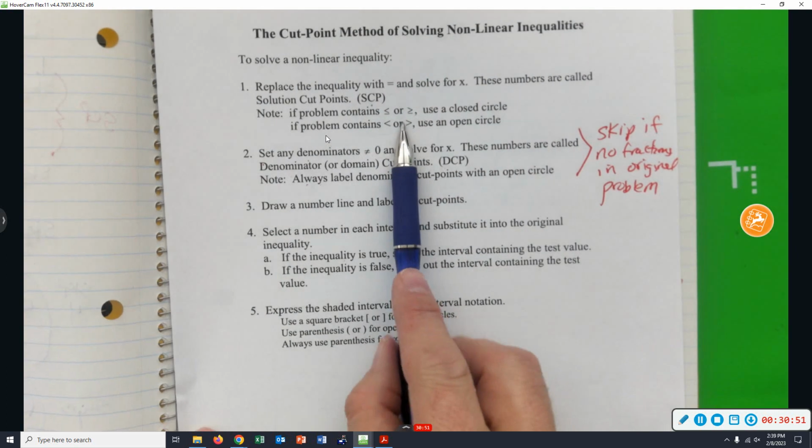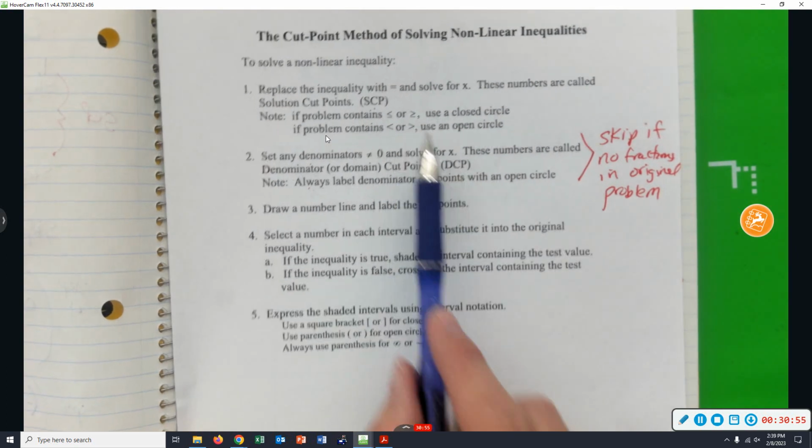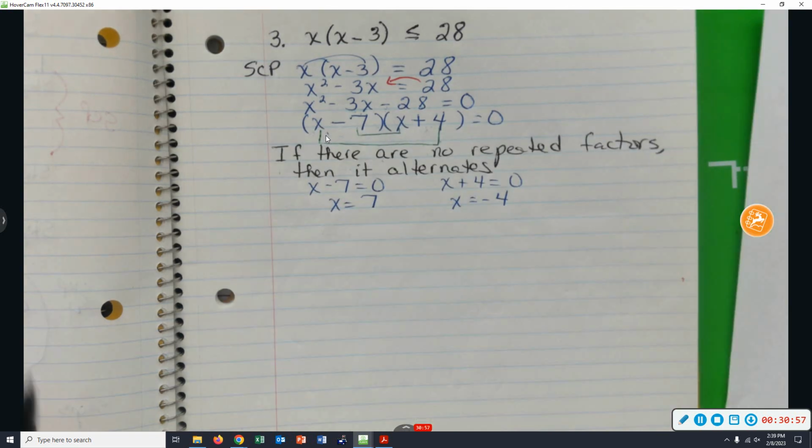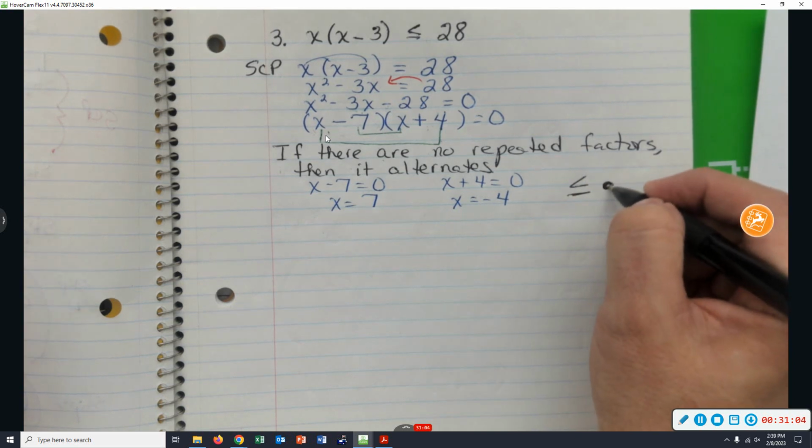Open or closed? For the solution cut points, how are we going to label them on the number line? Closed. You look at the original symbol. If there's an equal sign on it, closed circle.